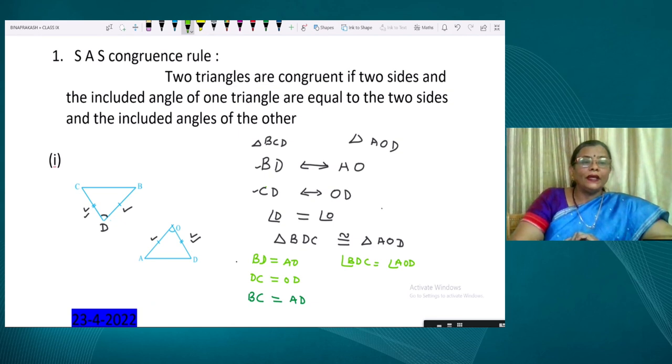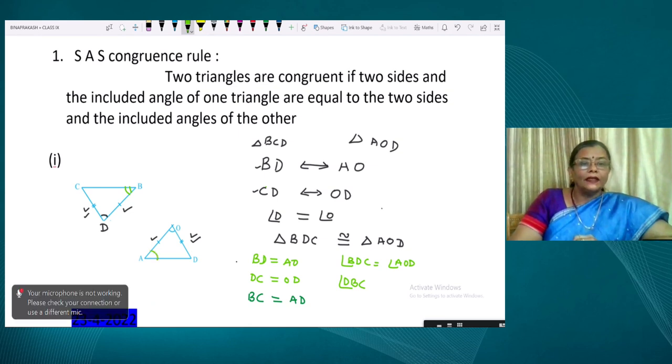For this triangle DBC, I'm taking angle DBC. So what will be the angle which corresponds to B for the triangle AOD? In triangle BDC, the angle B corresponds to an angle of the triangle AOD. Which angle will that be? Look at this part. It is from D to B and then C. So likewise, look for this. It is O to A to D. So it will be this angle.